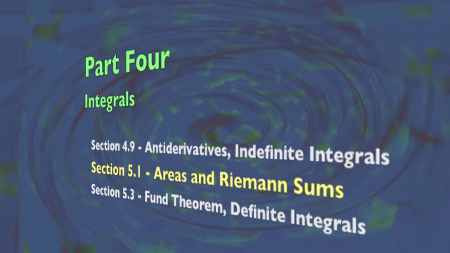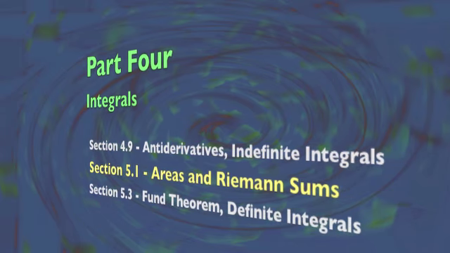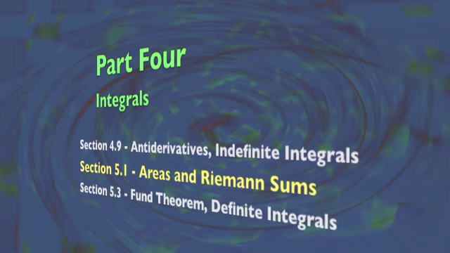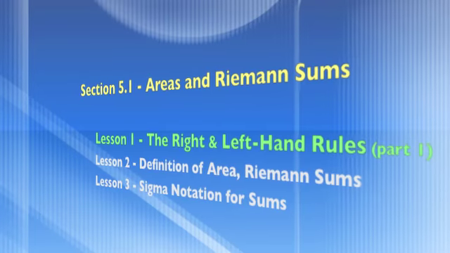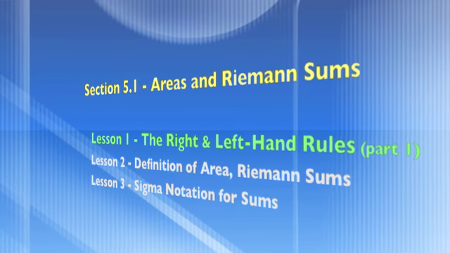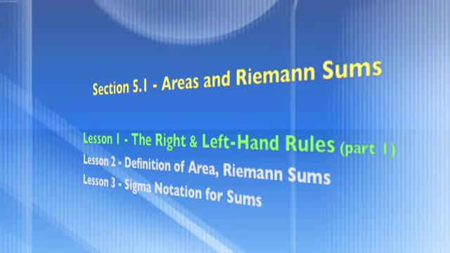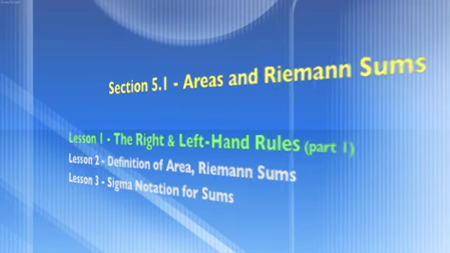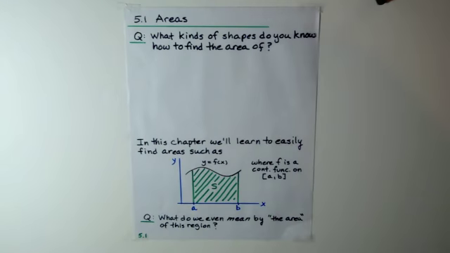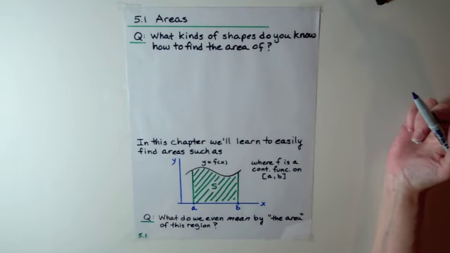Part 4. Integrals. Section 5.1. Areas and Riemann sums. Lesson 1. The right and left-hand rules. Part 1. In this section, 5.1, we are going to be talking about areas.